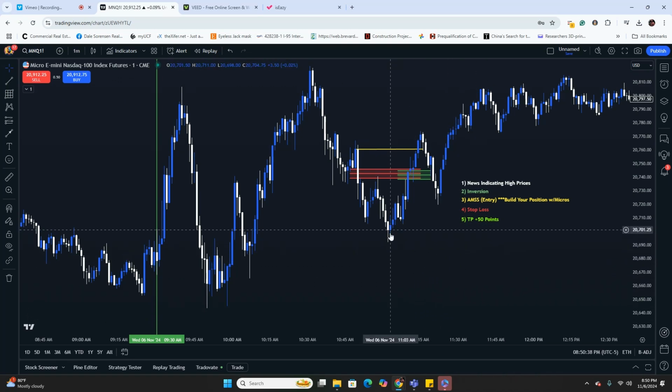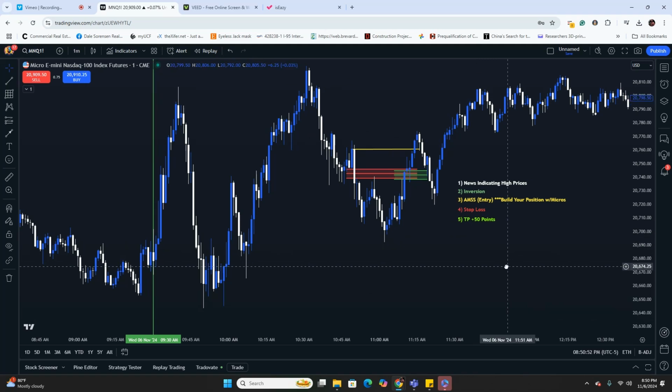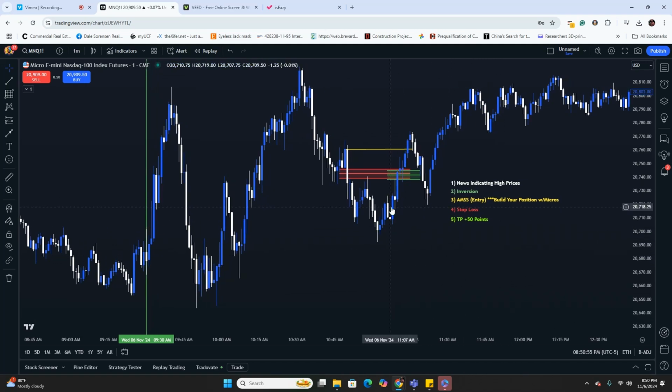So let's use some basic logic. We know the market wants to push higher because of the big news. We're going down here. This could be a retracement or a lower high to push up and grab and take out this high right here. Well, we wait, we get a signal, we get an inversion right here.